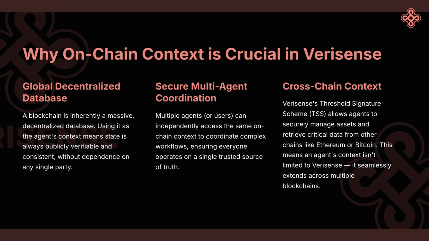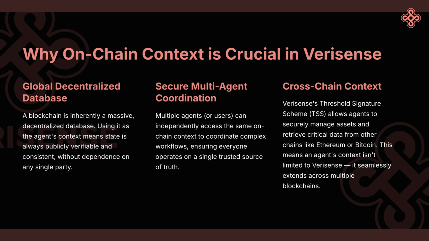Third, Verisense Threshold Signature Scheme, or TSS, unlocks cross-chain context. With TSS, agents can securely manage assets and pull in critical data from other chains, like Ethereum or Bitcoin. This means an agent's context isn't limited to just Verisense. It seamlessly extends across multiple blockchains, giving it a much broader reach.